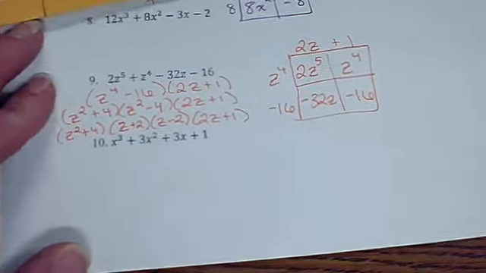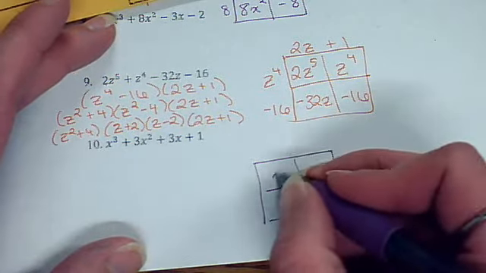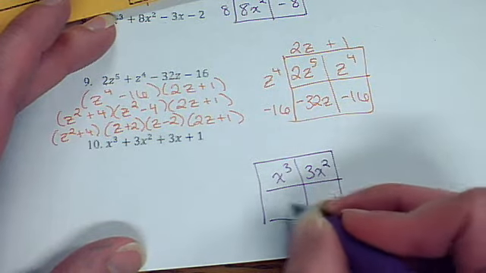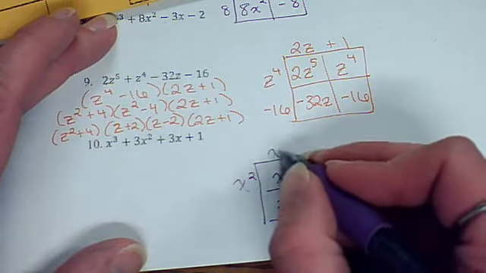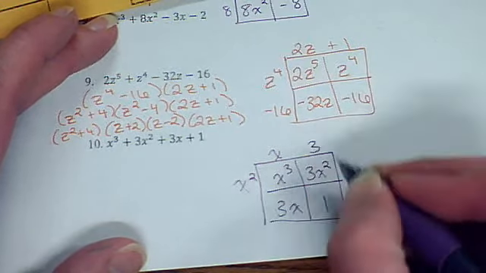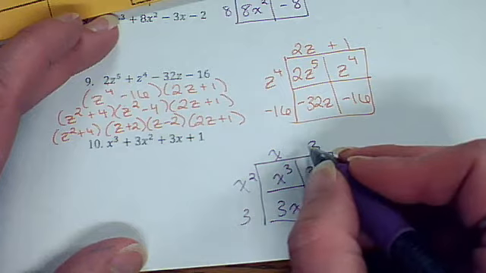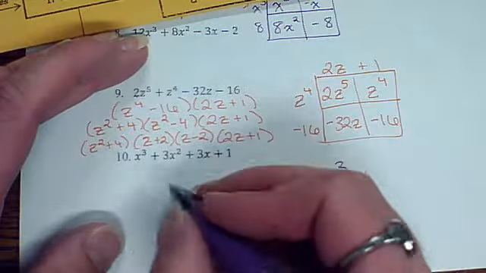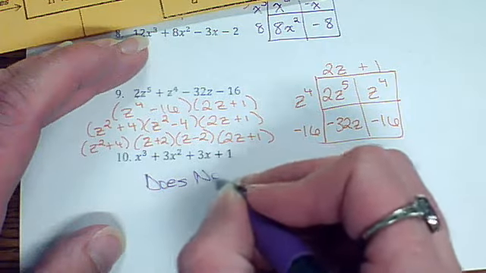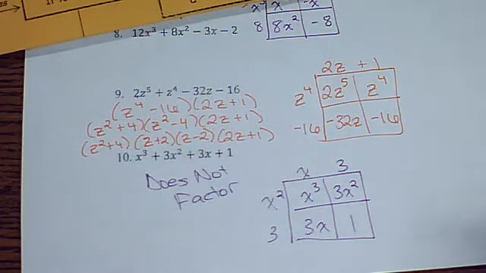Yeah, last but not least. X cubed, 3x squared, 3x and 1. These two have x squared in common. X squared times x gives me x cubed. X squared times 3 gives me 3x squared. X times 3 gives me 3x. Does 3 times 3 give me 1? No. That means this does not factor. Or at least doesn't factor in the way we've been doing. So as far as we know, we can't do anything with it right now. And you're done.